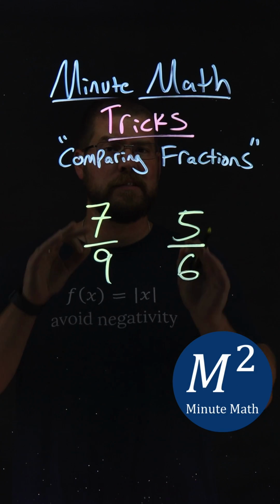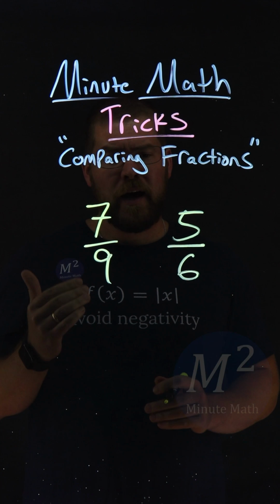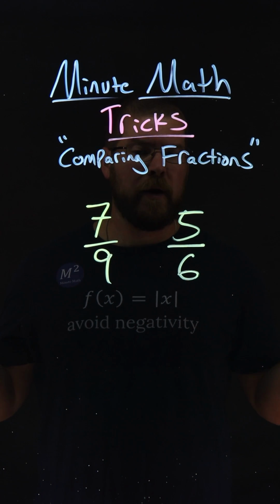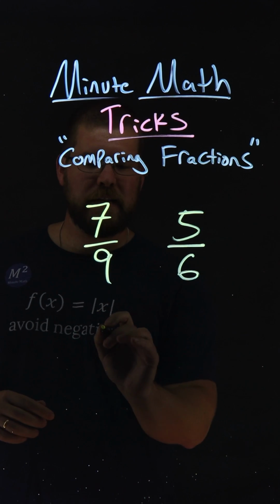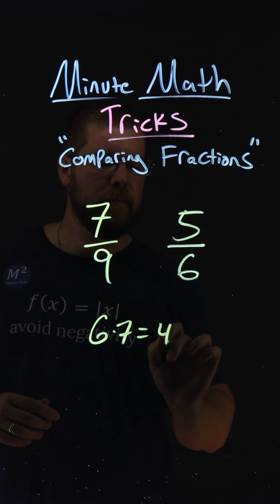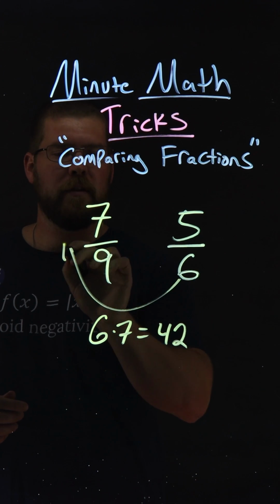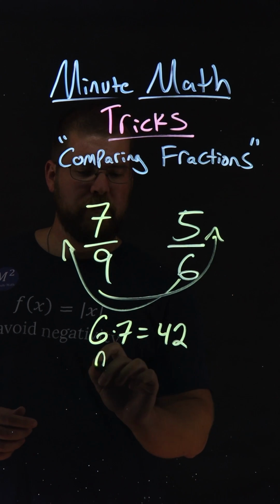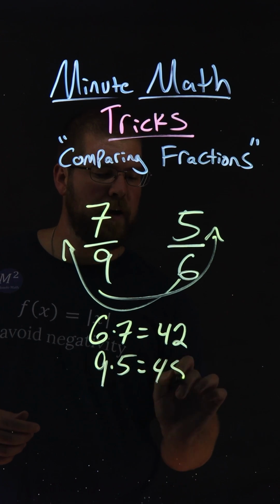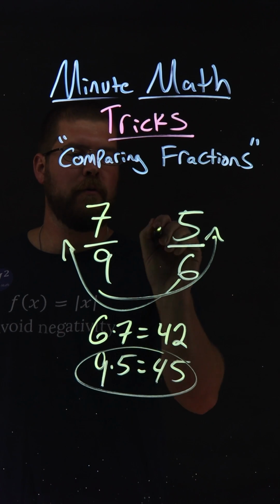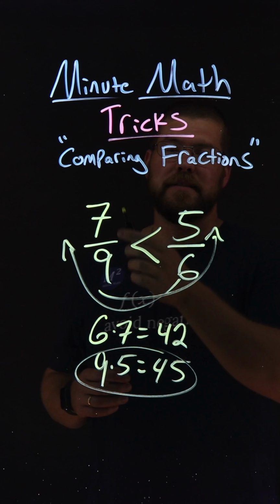Let's compare fractions the easy way. 7 ninths or 5 sixths? Which one's greater? Let's use multiplication. 6 times 7, 42. Alright, so we're going up to the left there. 9 times 5 is 45. 45 is greater, therefore 5 sixths is greater than 7 ninths.